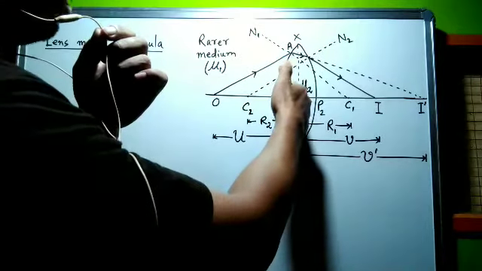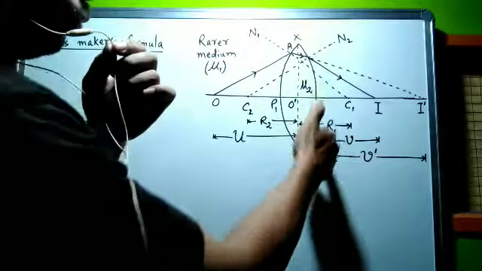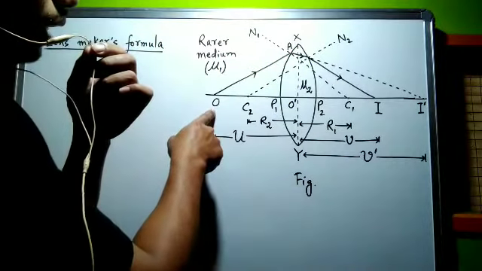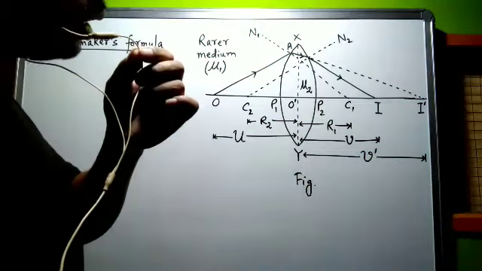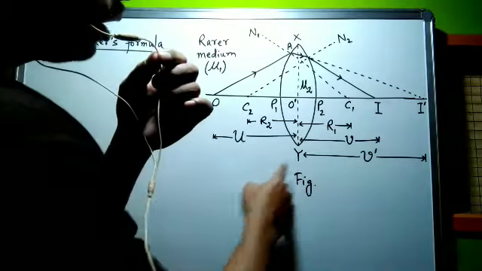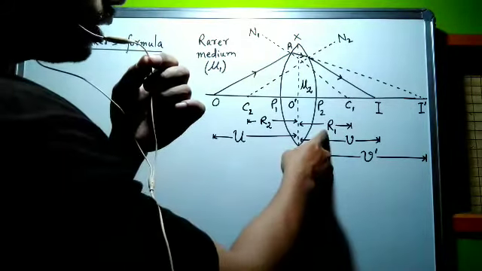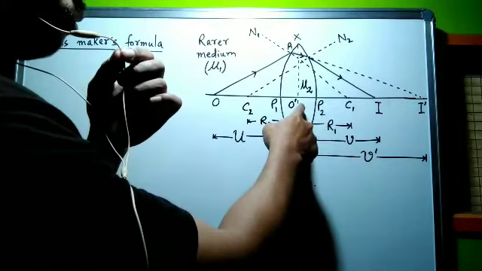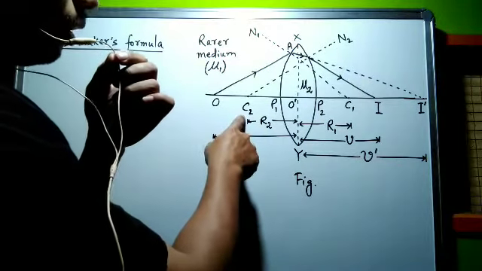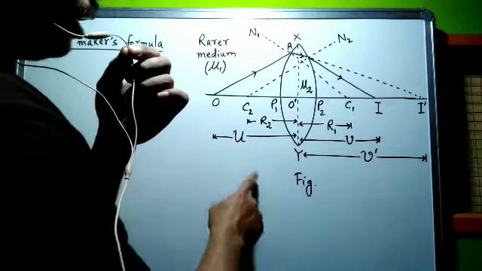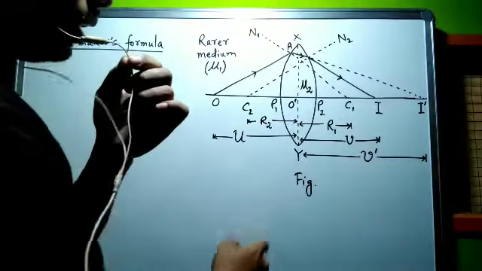It consists of two spherical refracting surfaces XP1Y and XP2Y. Here O represents a point object, C1 and C2 represent the centers of curvature, and R1 and R2 represent the radii of curvature. That is, R1 represents the distance of C1 from the optical center, R2 represents the distance of C2 from the optical center, and u represents the distance of the object from the optical center.